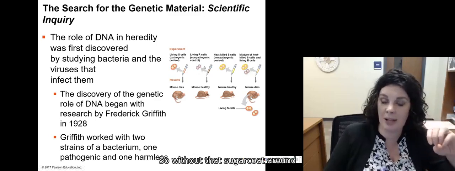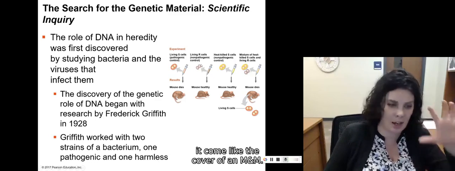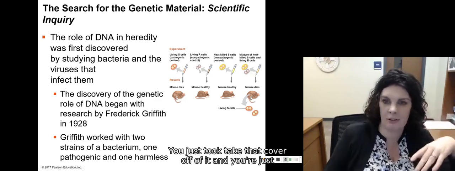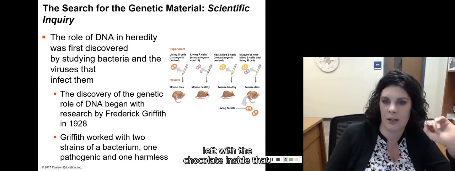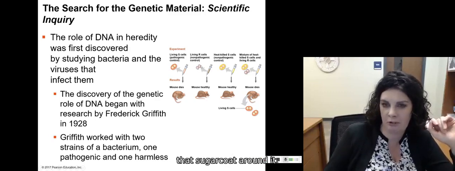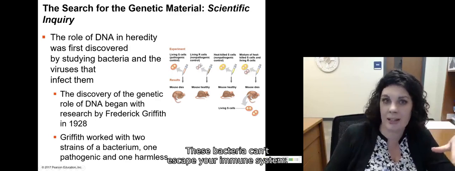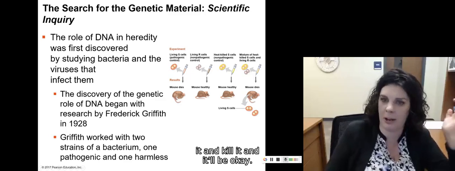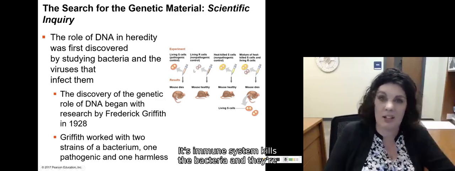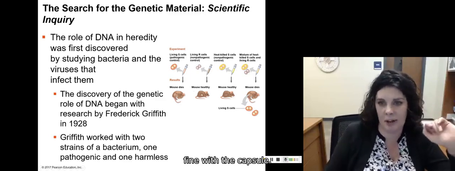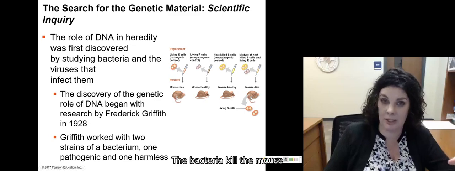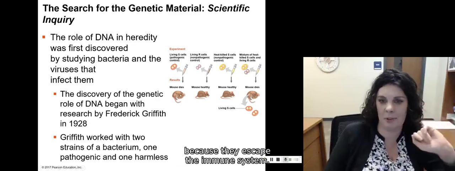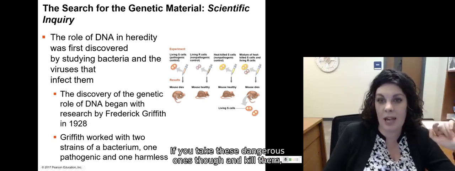That capsule is a sugar coat. So without that sugar coat around it, kind of like the cover of an M&M, you just take that cover off and you're just left with the chocolate inside. Without that sugar coat, these bacteria can't escape your immune system. So your immune system is going to find it, kill it, and you'll be okay. You inject that into a mouse, its immune system kills the bacteria, and they're fine. Okay, these with the capsule, the bacteria kill the mouse because they escape the immune system.